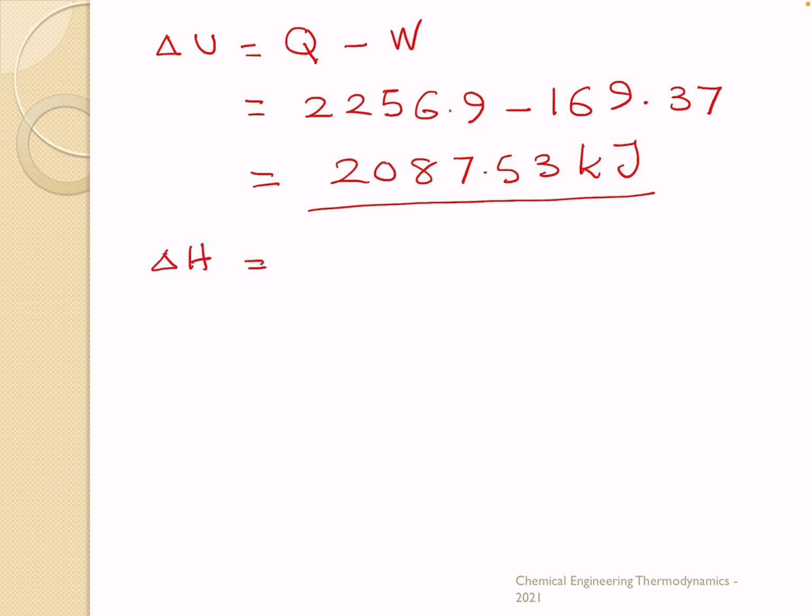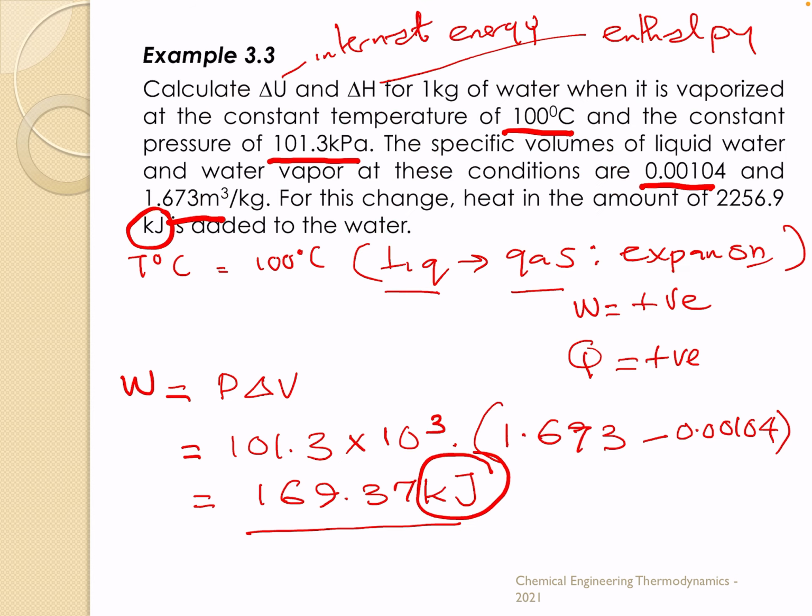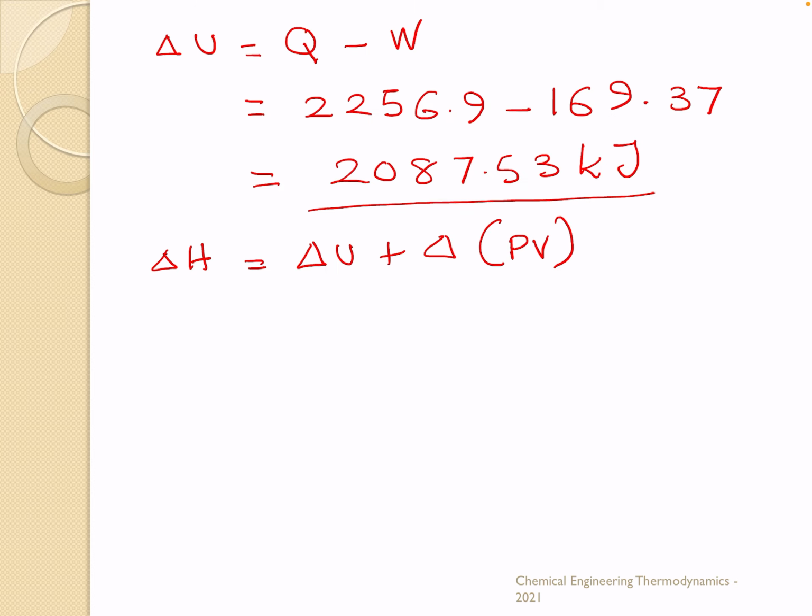We know the formula: change in H equals change in U plus change in PV. Take note of that. Unlike with W, where it is P change in V, so the emphasis is on change in volume when it's work done, when it's enthalpy, both pressure and volume change. In this case, we've been given that it's at constant pressure.